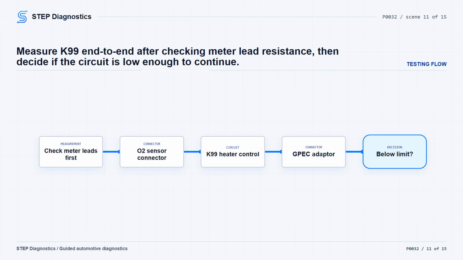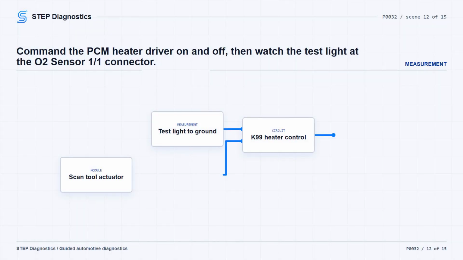The decision point here is whether the circuit resistance is below 3.0 ohms. If it is below 3.0 ohms, continue. If it is not, repair the circuit for an open or high resistance, then verify the repair. If the ground and heater control circuit checks pass, check whether the PCM heater control driver can operate the circuit properly. Turn the ignition off, reconnect the PCM C2 connector, then turn the ignition on.